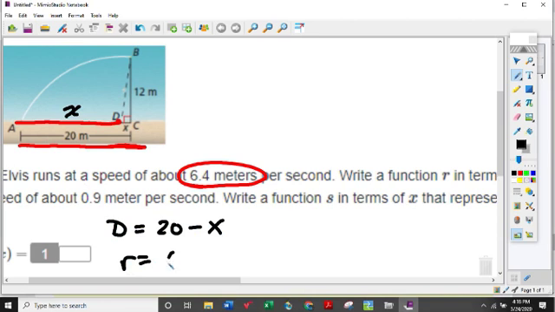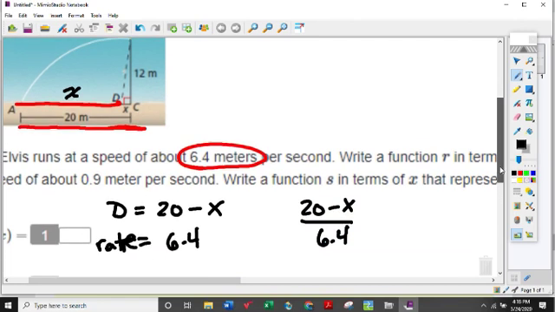His rate is 6.4. I don't like using R here because they use R on this one, so let's call this rate. So now what you need to do is you need to take the distance and divide it by the rate, and that will give you the time. So there's your answer for the first part. Second part's a little harder, okay?